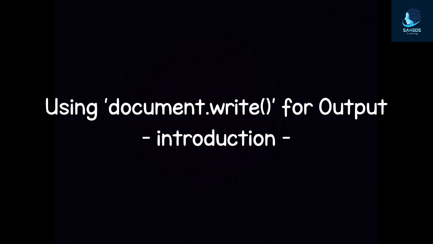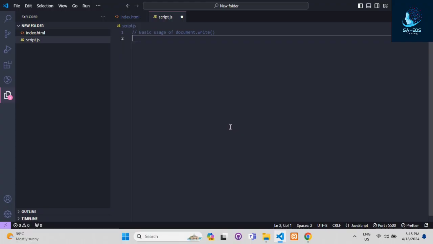Using Document.write for output. Introduction to Document.write method for output in JavaScript. Another way to output information in JavaScript is by using the Document.write method. This method directly writes content to the HTML document. Similar to Console.log, we can pass messages or variables as arguments to Document.write to display directly in the HTML document.